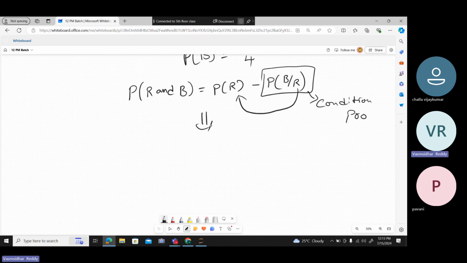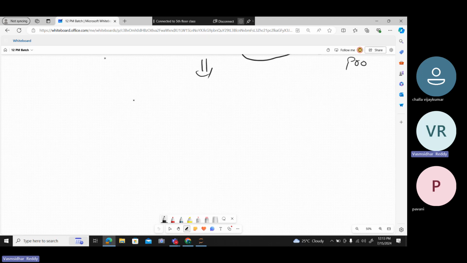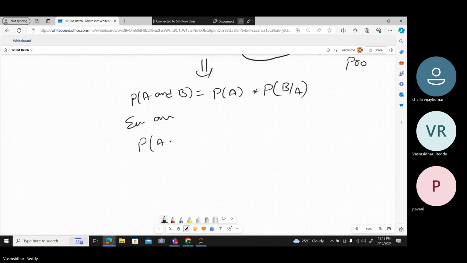Let me derive one formula from it. P of A and B equals P of A into P of B by A. We can also write P of A and B equals P of B and A, right?